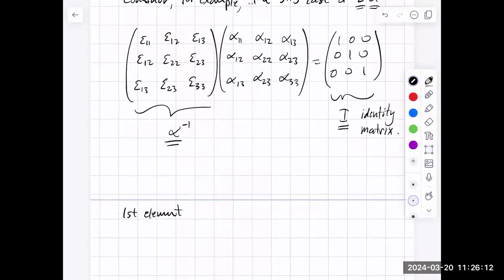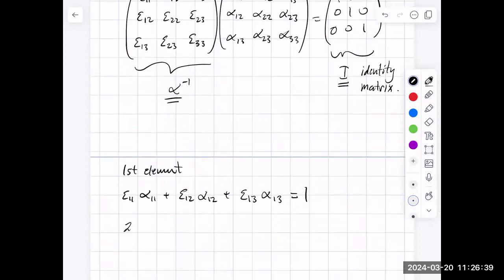So epsilon 1,1 times alpha 1,1, plus epsilon 1,2 alpha 1,2, plus epsilon 1,3 alpha 1,3. That has to be just equal to 1, right? It's that first element in the upper left corner. And so we'll take a second element.